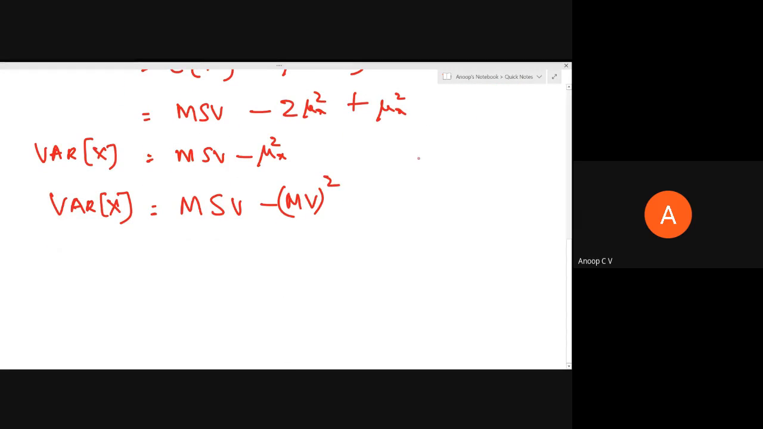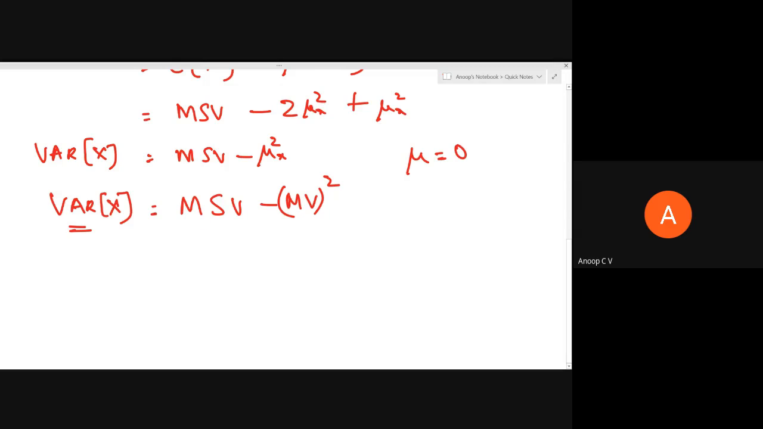And what if mu is equal to 0? For instance, in a normal Gaussian distribution, mu is 0. So then this mean square value, or average power, will be equal to variance. You might have used it in many places. Average power you might have computed as variance in many cases, especially in communication systems. So this is again a very important result.